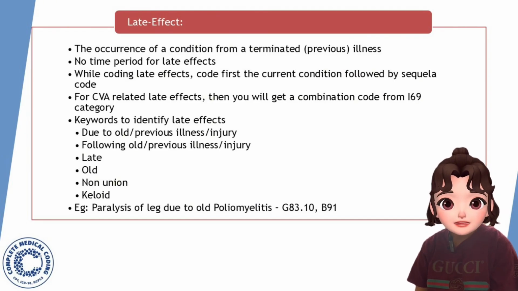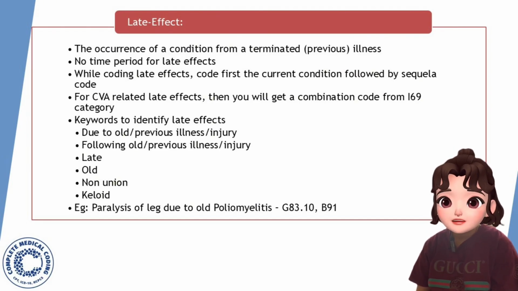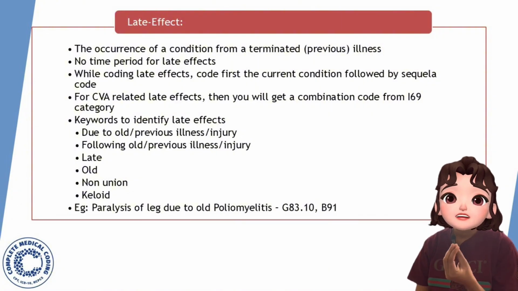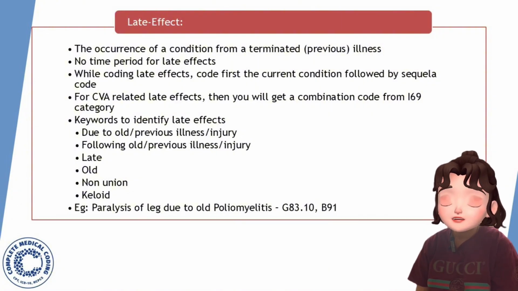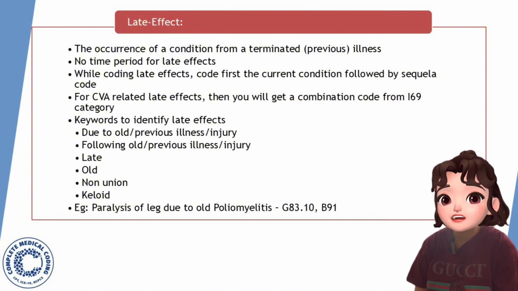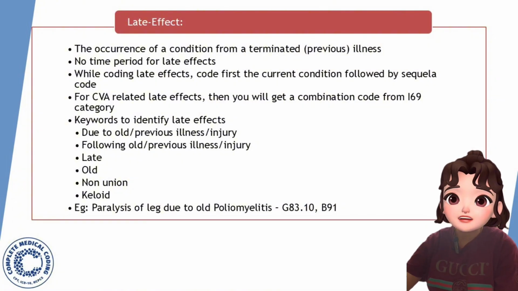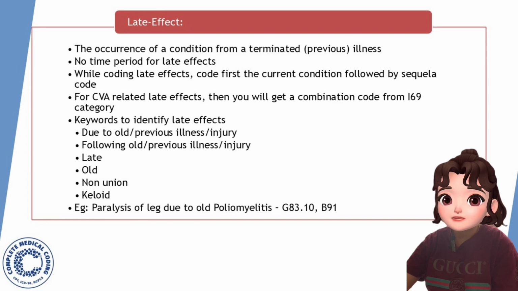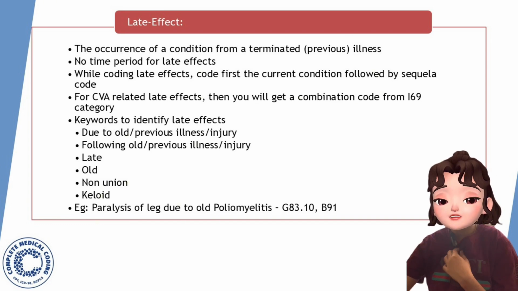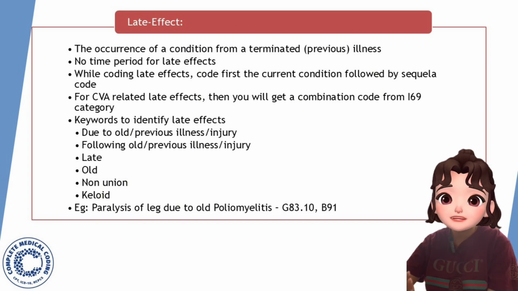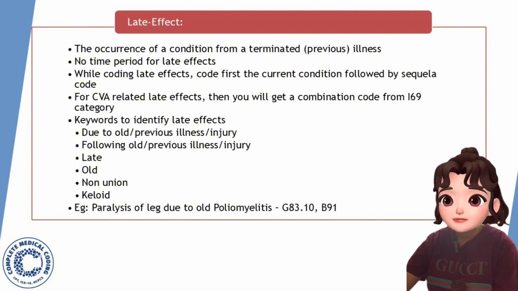The words late, old, non-union, keloid: if any of these keywords are present, it means it's a late effect. Example, paralysis of leg due to old poliomyelitis. That word old represents that it is a late effect. So this is an example: G83.10 and B91. You code first the paralysis of leg followed by the poliomyelitis late effect.